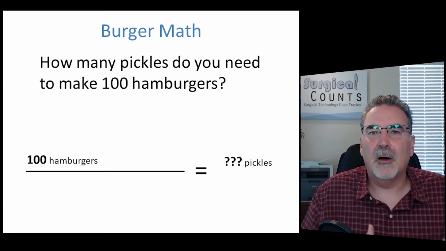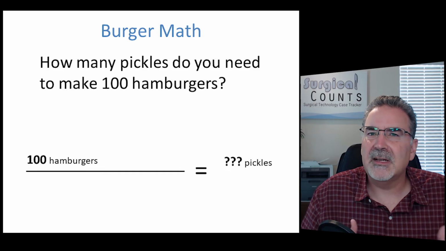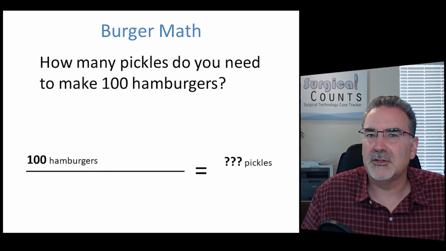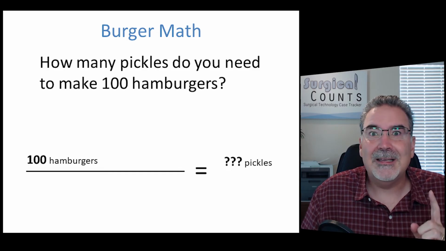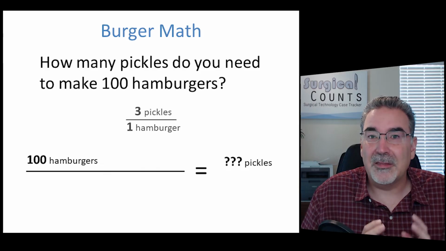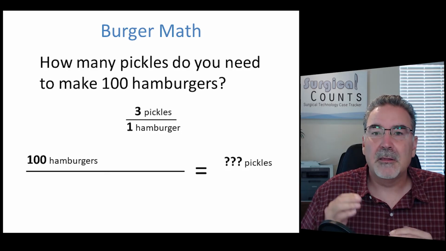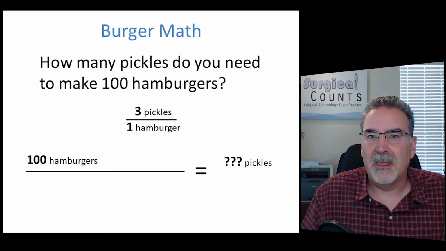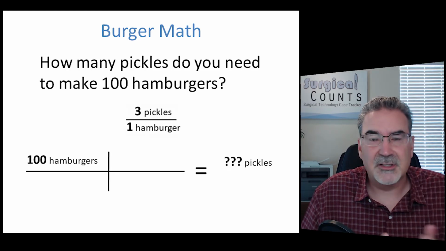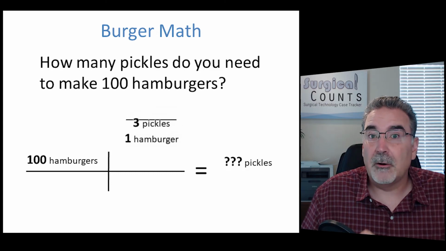And now we need a relationship. Some relationship between pickles and hamburgers. Do we know a relationship between pickles and hamburgers? Yes, we do. We know that 3 pickles goes to 1 hamburger. Lots of different ways of writing that. We're going to write it mathematically, 3 pickles over 1 hamburger. Now, it could be written the other way. We'll figure that out in a moment. So down here in our equation, we're going to draw the vertical line just to keep things neat. And then we're going to write our relationship.